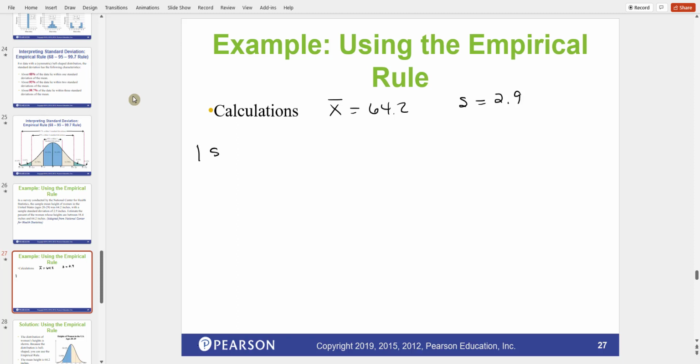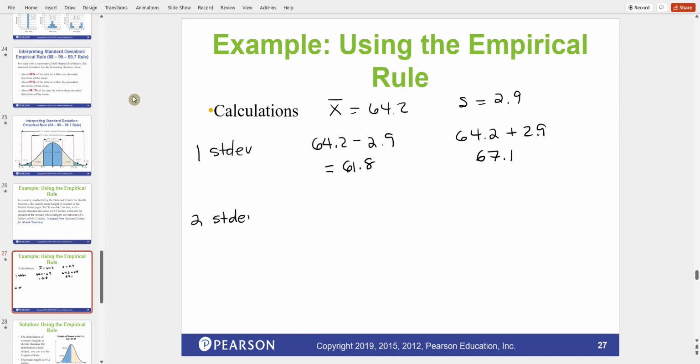So if we were to go out one standard deviation, that means we take 64.2 minus 2.9, or we can take 64.2 and add 2.9. So that's one standard deviation. We're going one up and one down. If you calculate it for one standard deviation, this will be 61.8, and when you add the standard deviation, this will be 67.1.